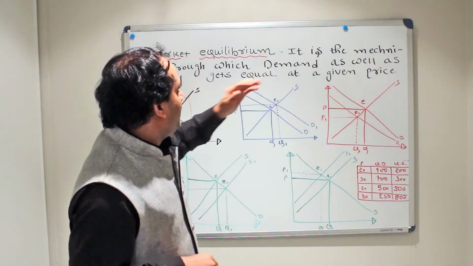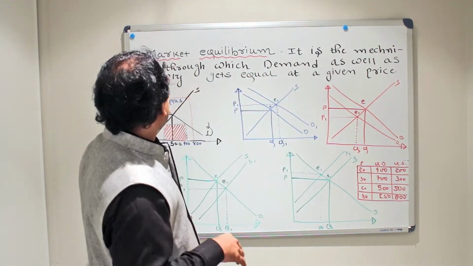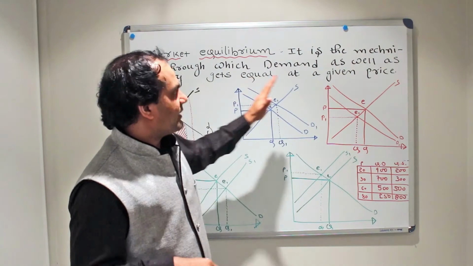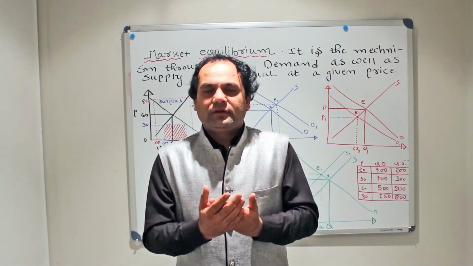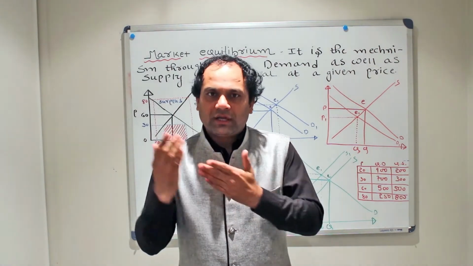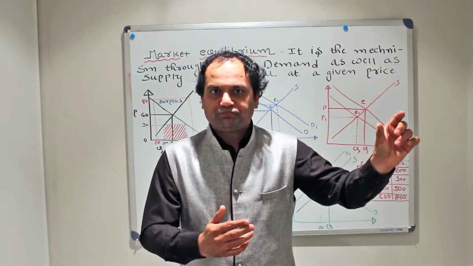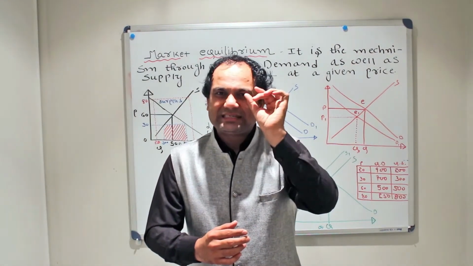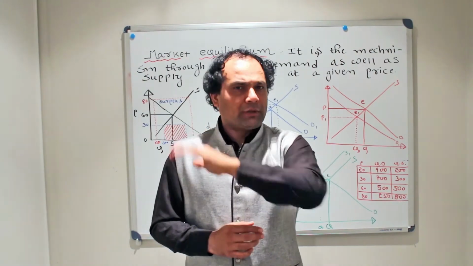First of all, it is the mechanism through which demand as well as supply gets equal at a given price. See, in a market there comes a point when quantity supplied and quantity demanded are equal at a given price. That particular price is equilibrium price, and that particular point is called equilibrium point.